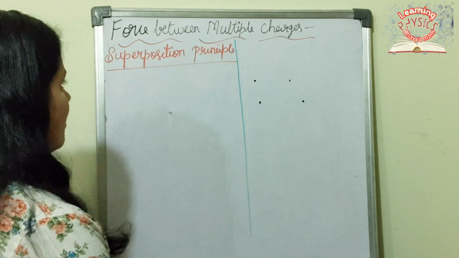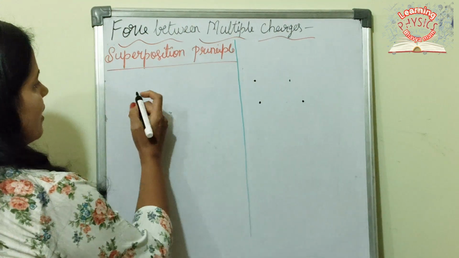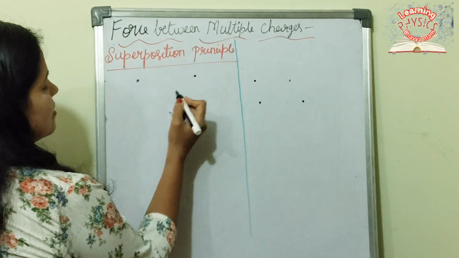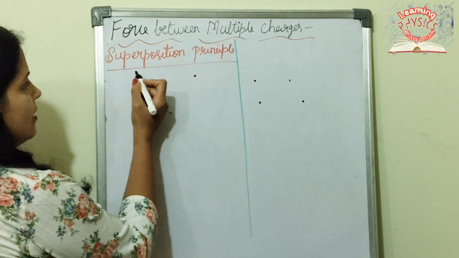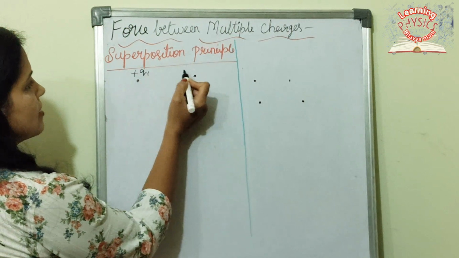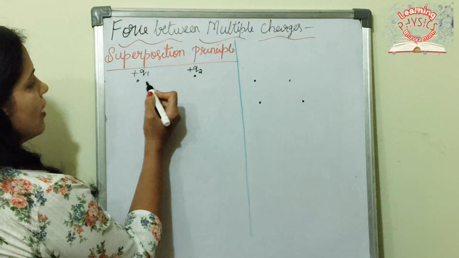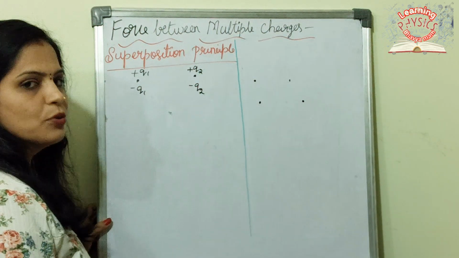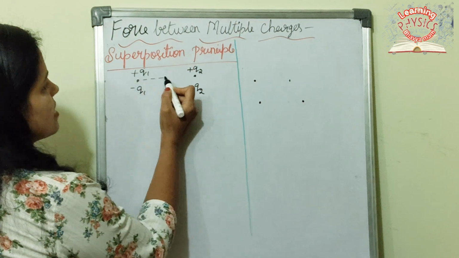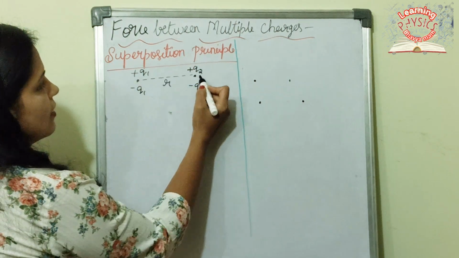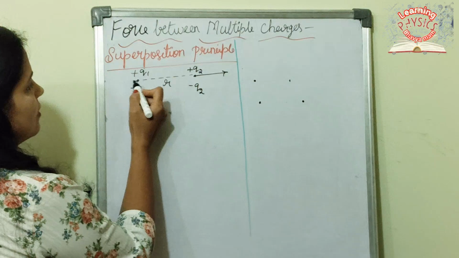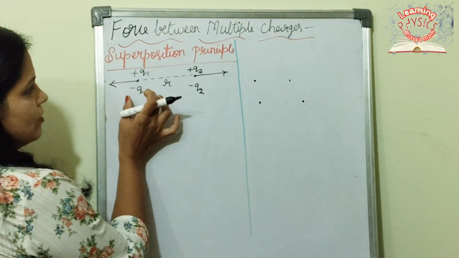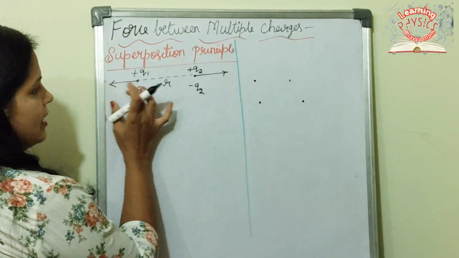Today we are going to learn the concept of force between multiple charges. We know that if there are two charges, like charges repel each other. If there are positive charges or if both are negative charges, according to Coulomb's law, we studied that they repel each other, right? So the two alike charges repel each other.